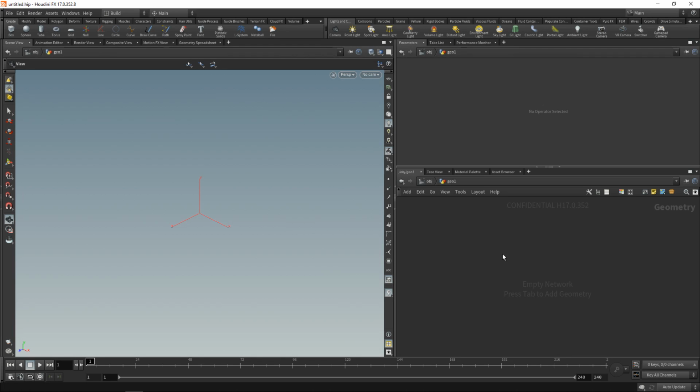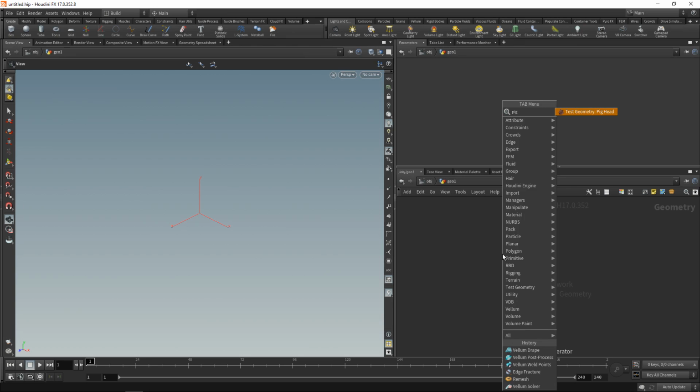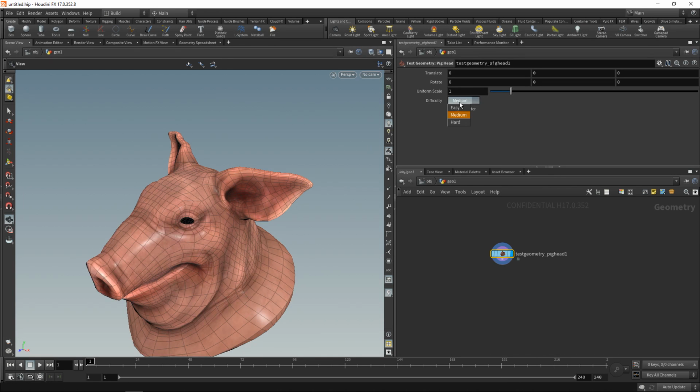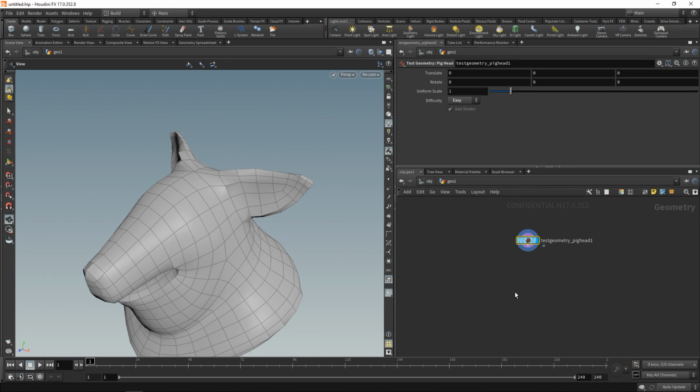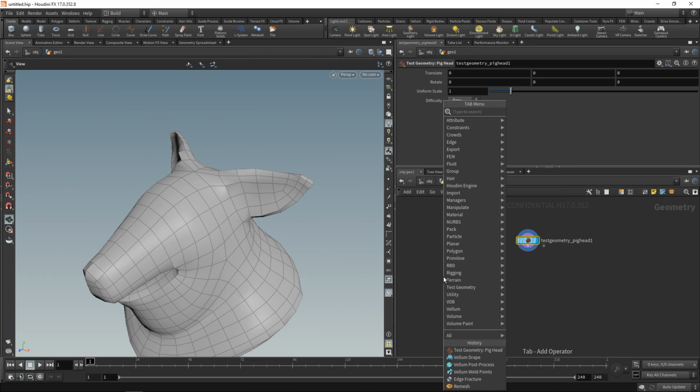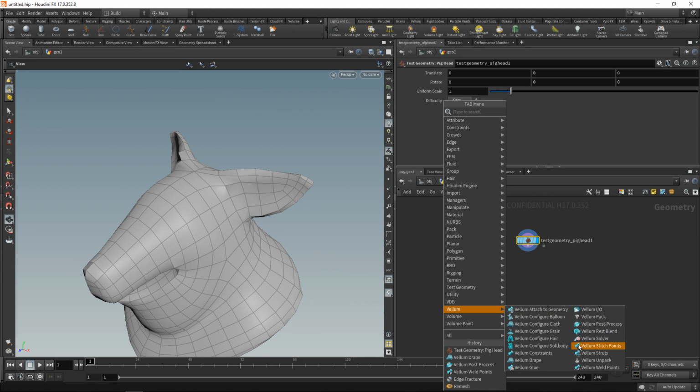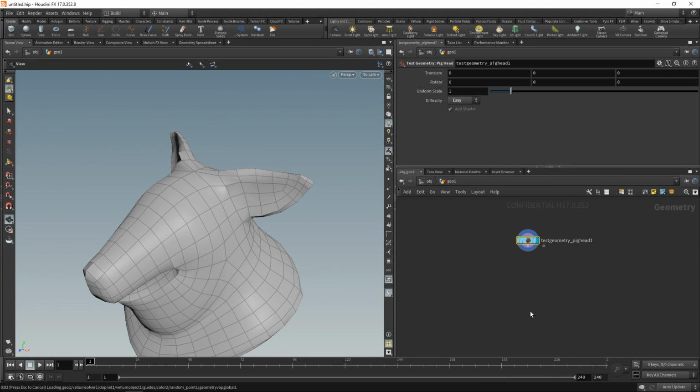In order to have a look at Vellum, let's start out with our pighead test geo. Just set its difficulty to easy, like this. And then let's have a look at the Vellum set. So when hitting tab and going to the Vellum submenu, you can see there's quite a bunch in here, with the Vellum solver being the node that solves our system.